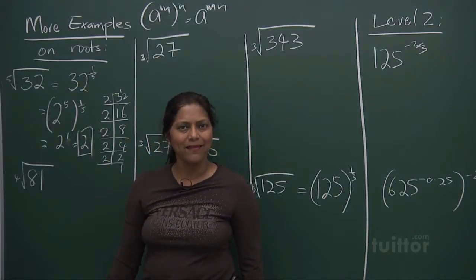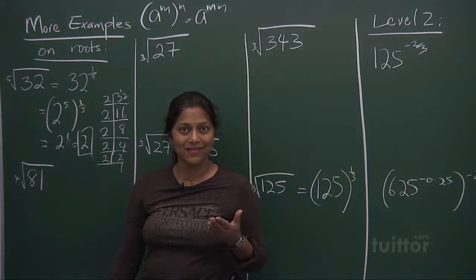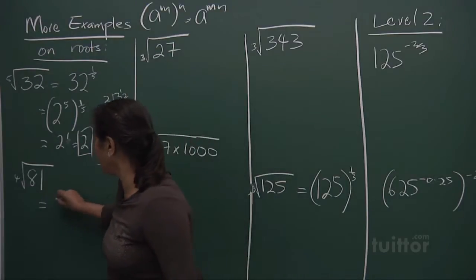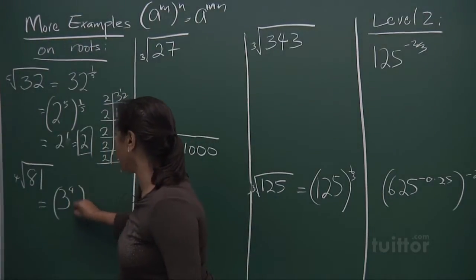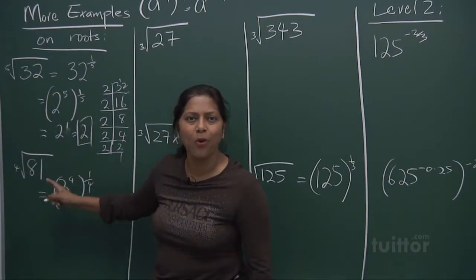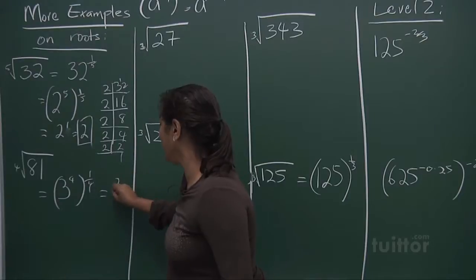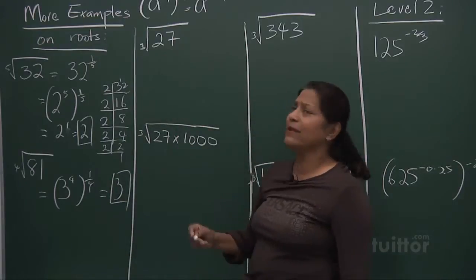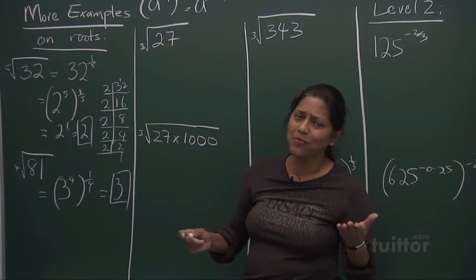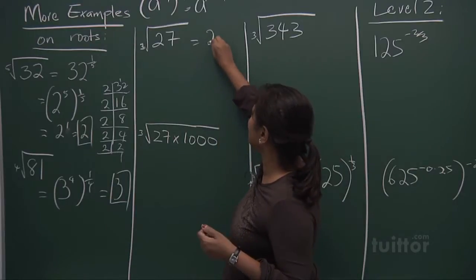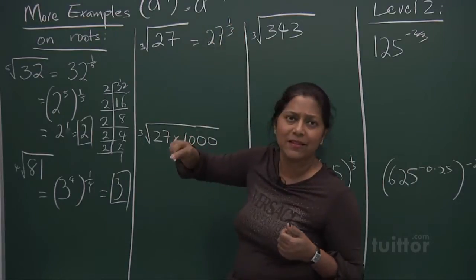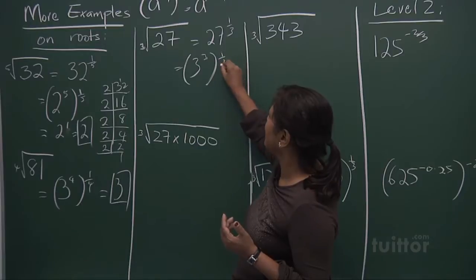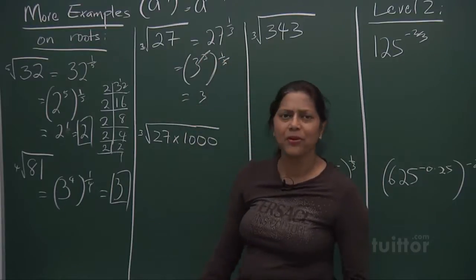Look at 81. What is 81? Yes, 3 to the power of 4. And here we write the fourth root of it. So we write it as 3 to the power of 4 times the 1/4 power. We get a 3. Amazing, isn't it? The root. Now let's look at the cube root of 27. That should be really easy. You write it as 27 to the power of 1/3. And 27 is 3 cubed. And you have a 1/3 power, that gives you a 3.